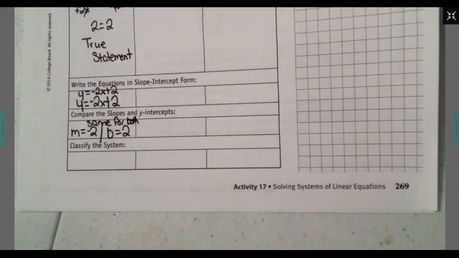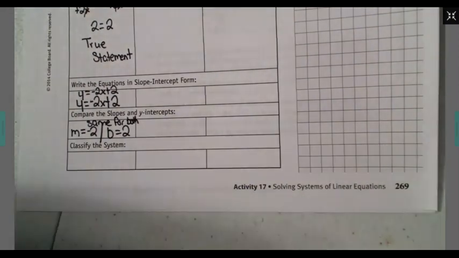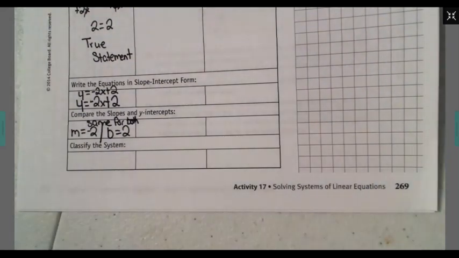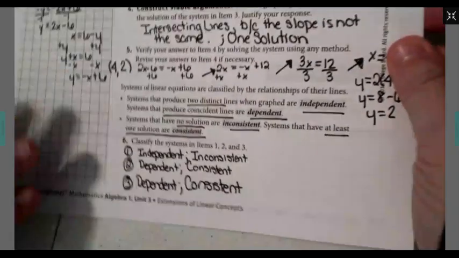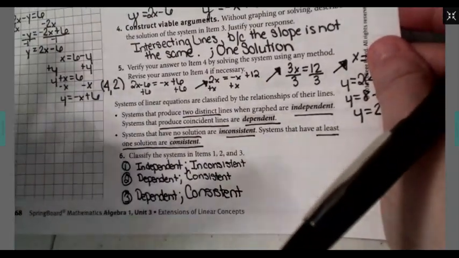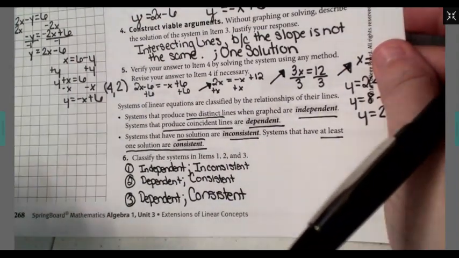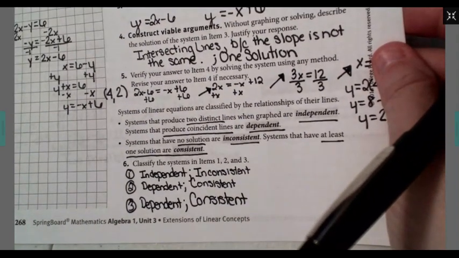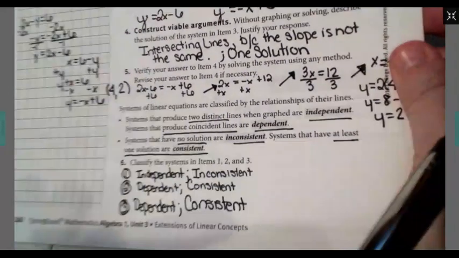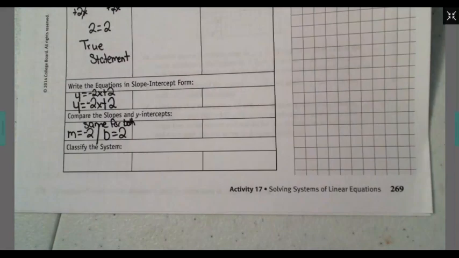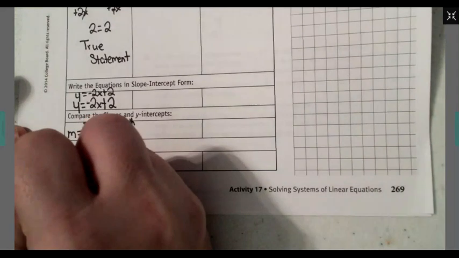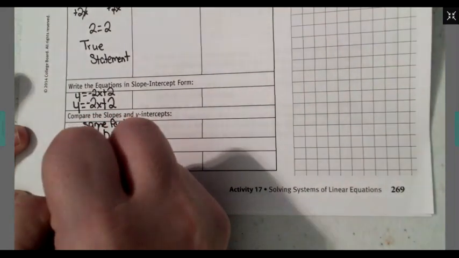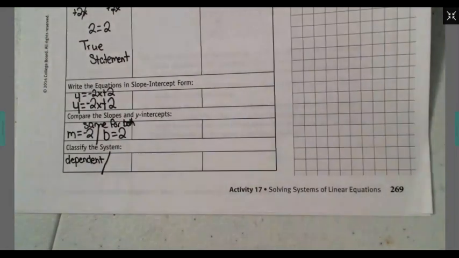It says classify the system. And that goes back to this part. Are we distinct or are we independent or dependent? Are we inconsistent or consistent? So we have one line, so that is dependent. But we have infinitely many solutions, so that makes it consistent.